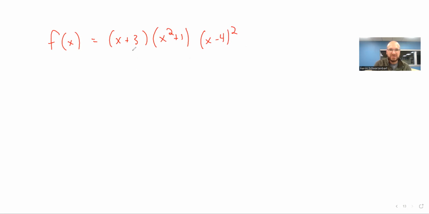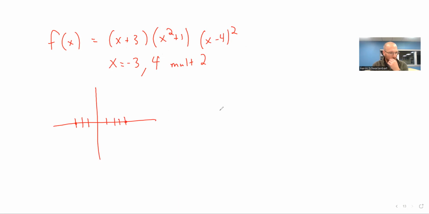So I look for my zeros. I know I have one at -3 because of the x plus 3 factor. X squared plus 1 never equals 0 in the real numbers. X minus 4 means I have one at 4, and it's got a multiplicity 2, so it's going to bounce off that axis. So I've got 2 zeros here.